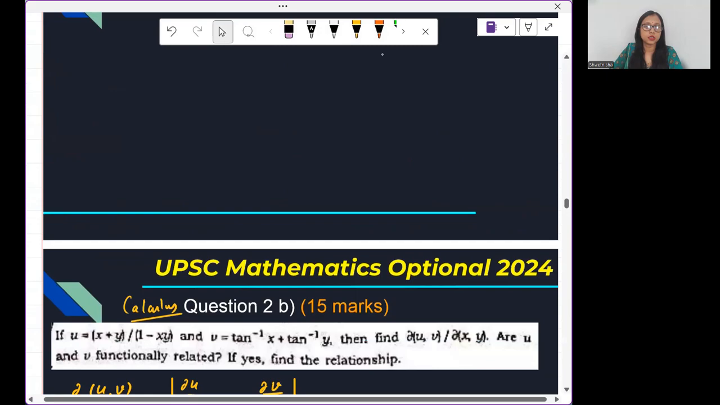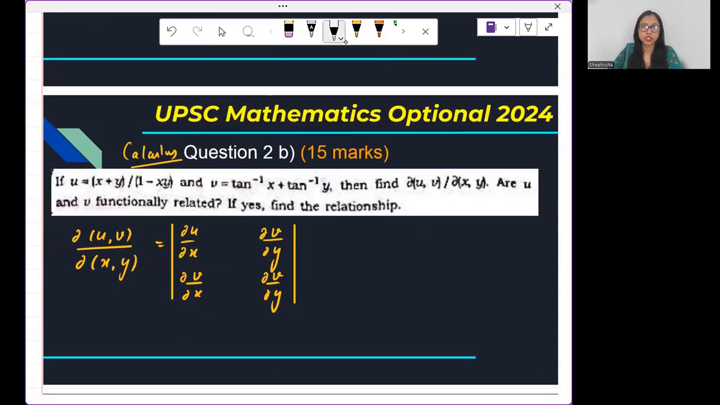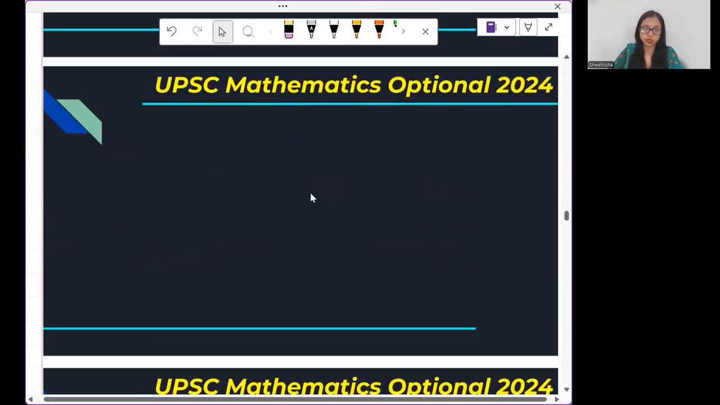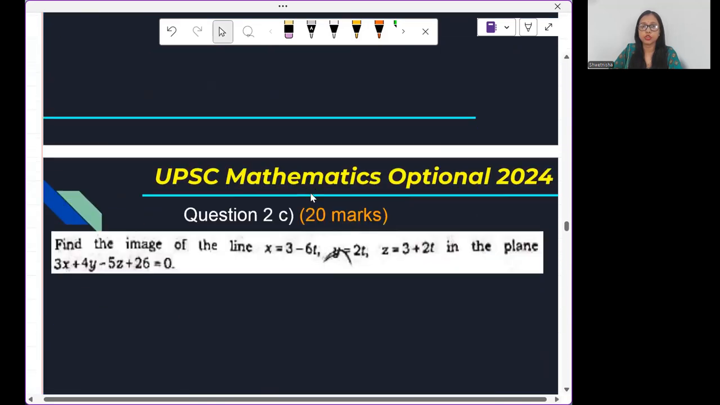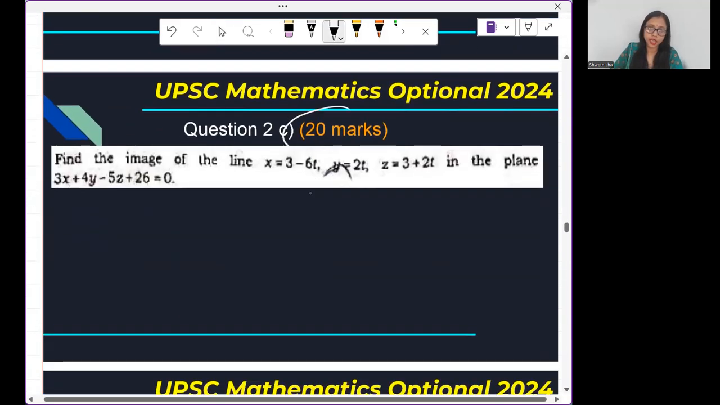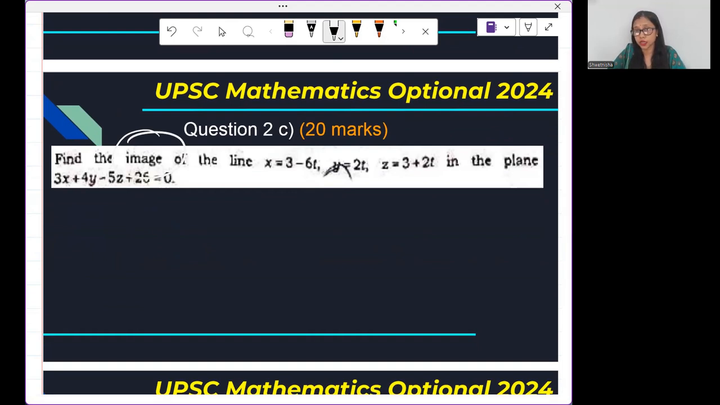All right. Next we have C part. This question was for 20 marks. And this I have mentioned in PN Chatterjee multiple times that beta, when you have to find image, please do not confuse it with the mirror image. This is not mirror image in the plane, right?